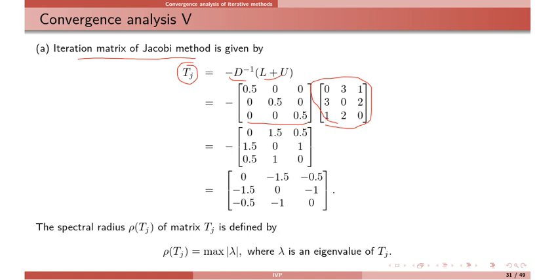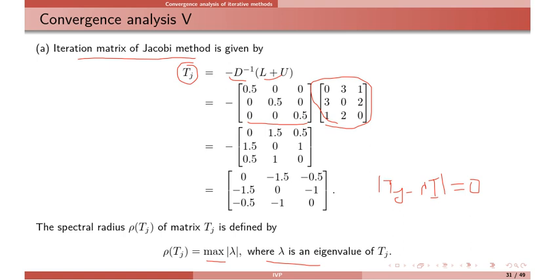So if lambda is an eigenvalue of Tj, then eigenvalues are computed from the characteristic polynomial. So the determinant of Tj minus lambda I will be 0. From this determinant, compute eigenvalues, and the spectral radius is the largest eigenvalue, that is, the maximum modulus of lambda.